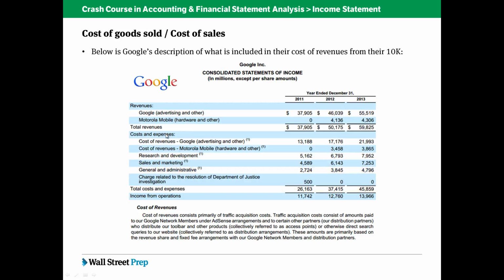Let's look at another company, Google, a service provider. Here we see that Google generates revenue of $38 billion and recognizes cost of goods sold, which it calls cost of revenues, of 13, and let's look at this year.